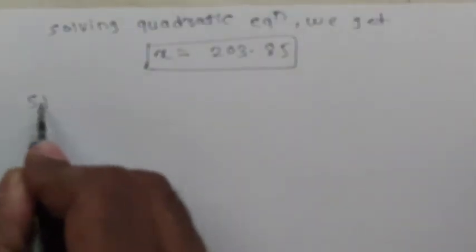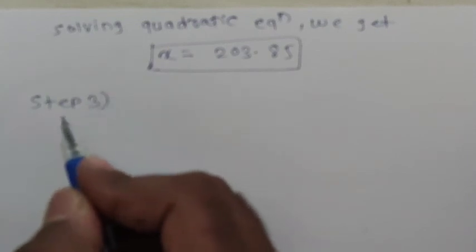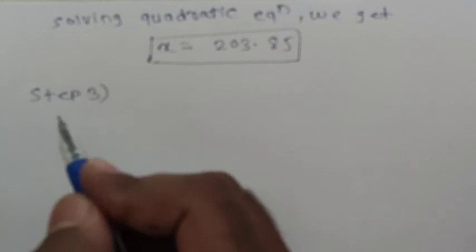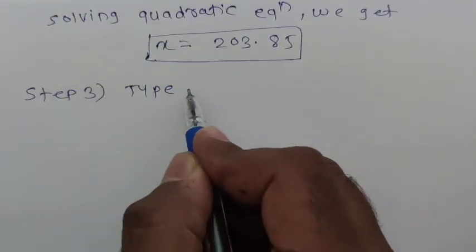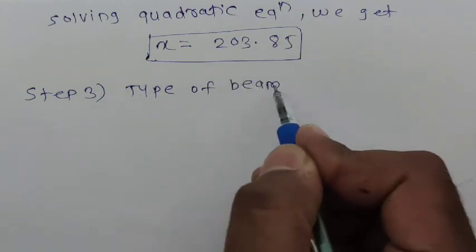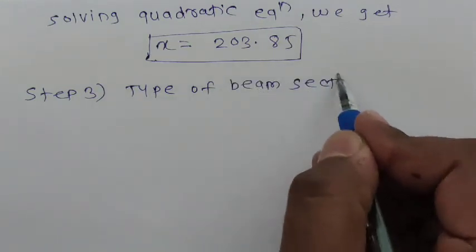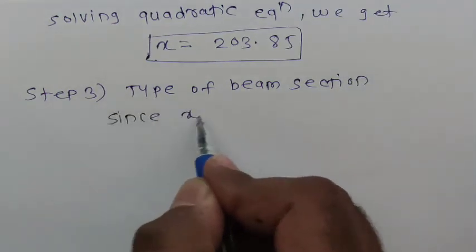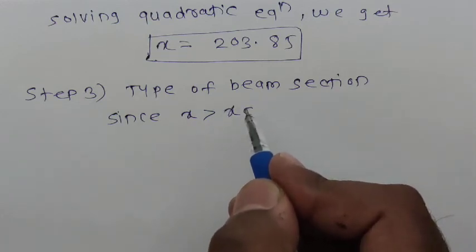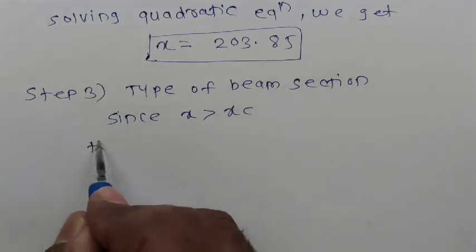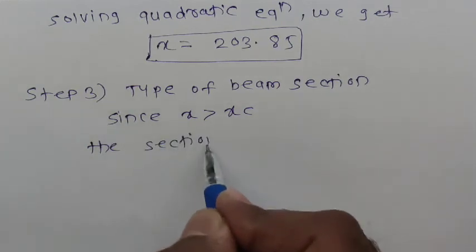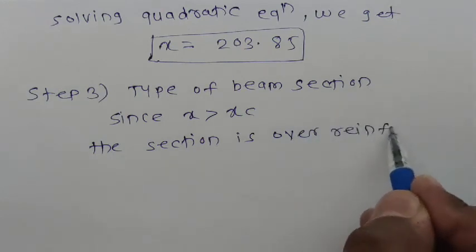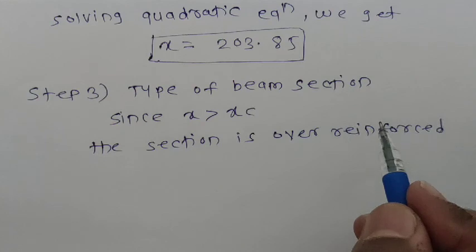Then step number 3 is the type of beam section. Since x is greater than xc, the section is over reinforced.